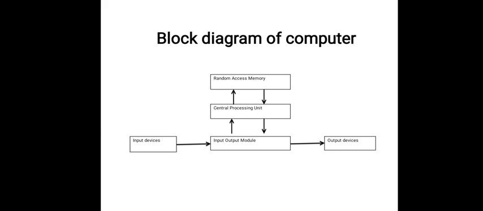from memory or the programs from memory, and the data which is provided as input will be provided through input devices through input output module, and whatever the processed data or output is given back to the users through output devices such as monitor or printer or projector or even speaker. This is what the block diagram looks like.